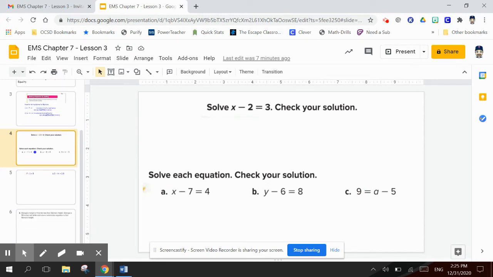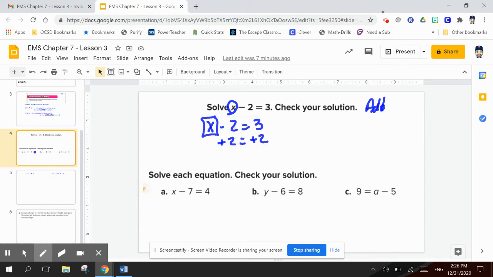So when I look at this example, solve x minus 2 equals 3. I notice first that the variable is in front of my subtraction sign. So I remember rule 1. If my variable is in front of the subtraction sign, I have to add to solve. So in this case, I have x minus 2 equals 3. To get my variable alone, I have to add 2 to both sides of the equation.